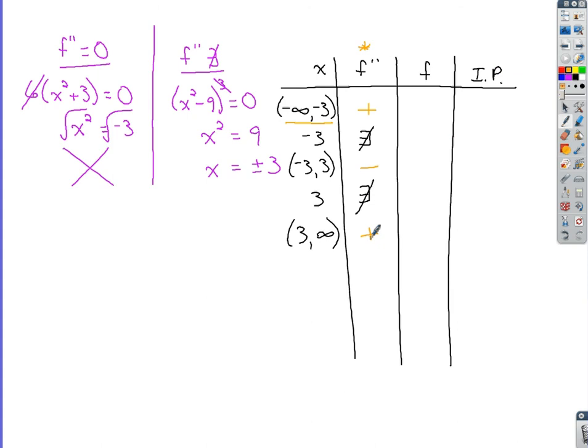What all the positive signs tell us about the function? It tells us that the function is concave up for those intervals. What all the negatives tell us about the function. It tells us it's concave down.